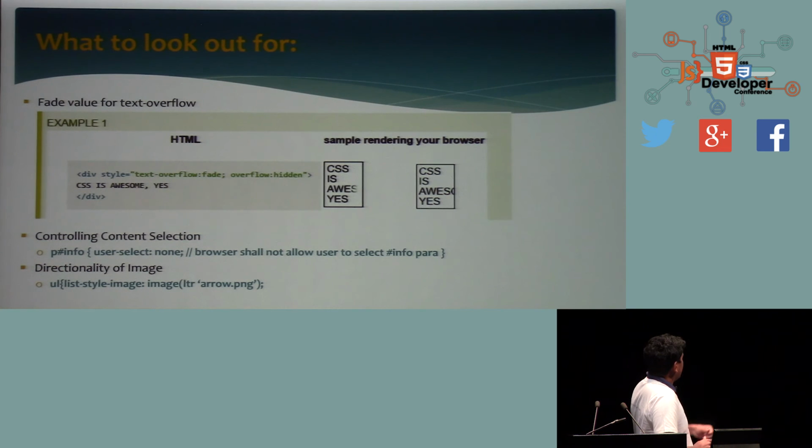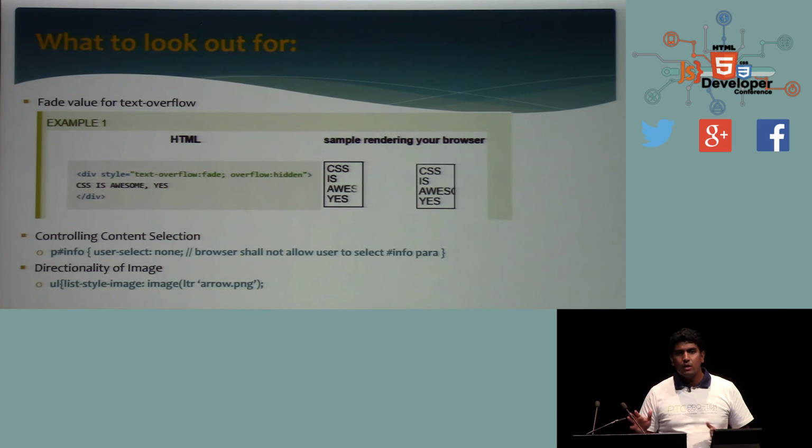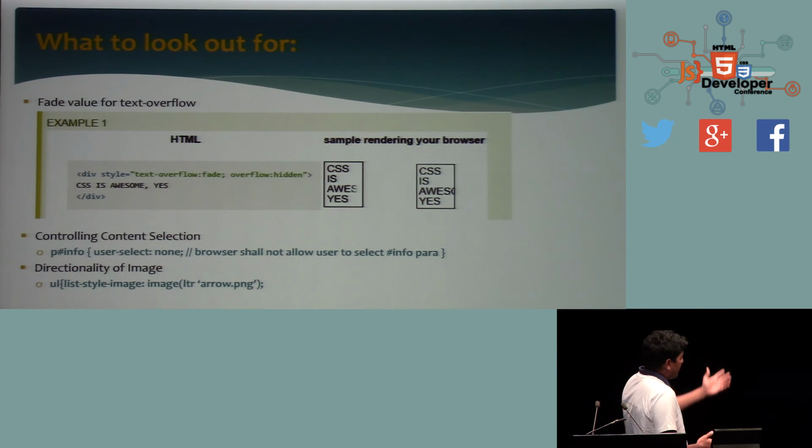So that's the one. And then the other one here is user-select. Basically, where you don't want the user to copy content, rather than using any kind of JavaScript to stop the user from selecting any content, you can use this particular property, user-select: none, and the browser shall not allow the user to select this particular paragraph.